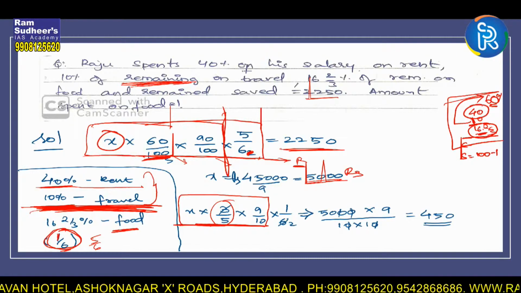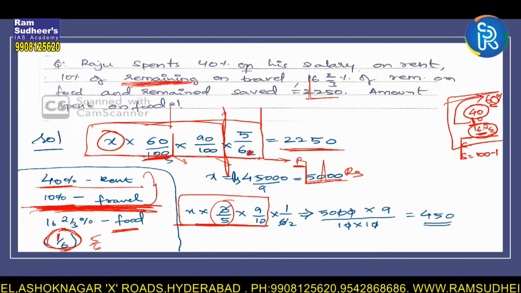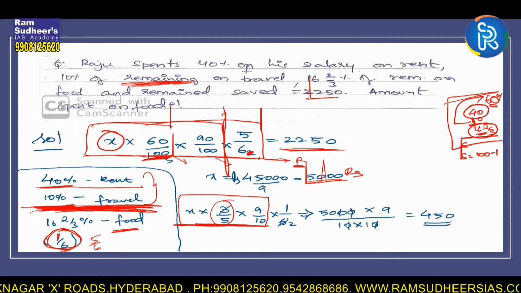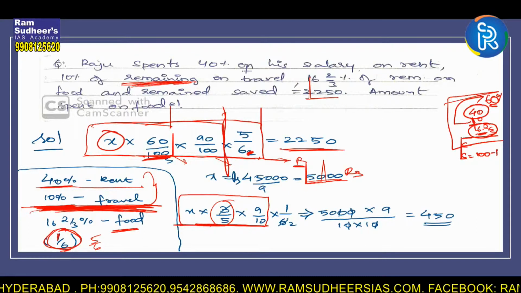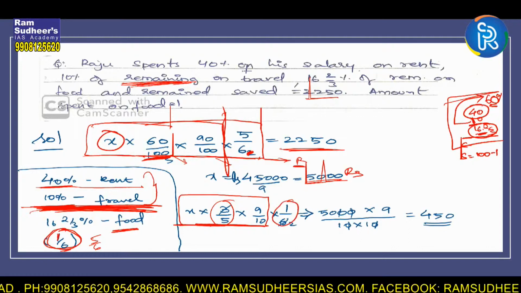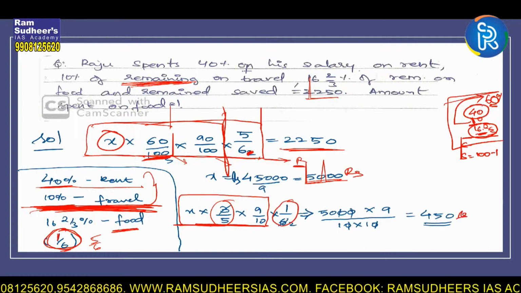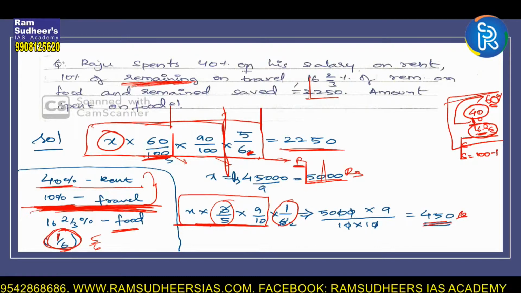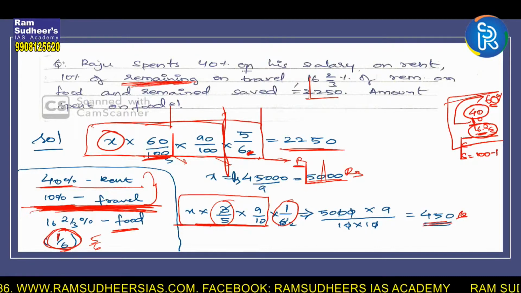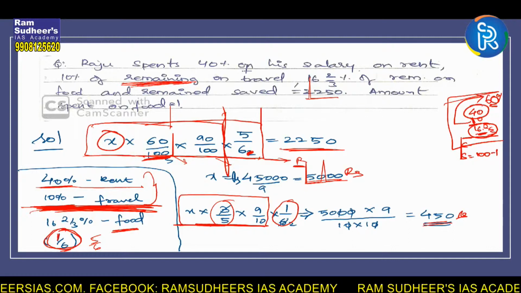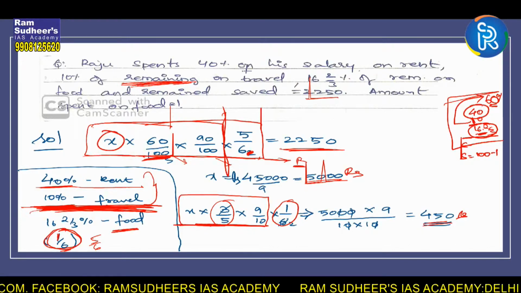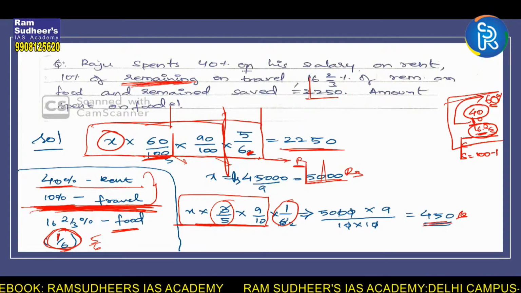Here I have taken 1 by 6 instead of 5 by 6 because he is asking us to find the amount spent on food. 5 by 6 would yield the amount remaining after spending on food, but 1 by 6 would yield the amount spent on food, which would give our answer to be 450 rupees. Now, we can also solve this problem in another way. If this is easy, just go with this, and if you find it difficult or confusing, you can use the method I am going to explain.